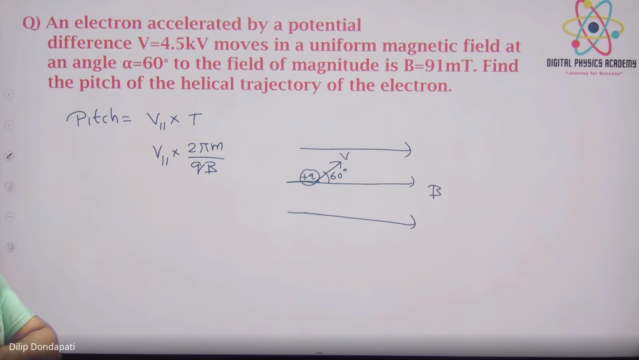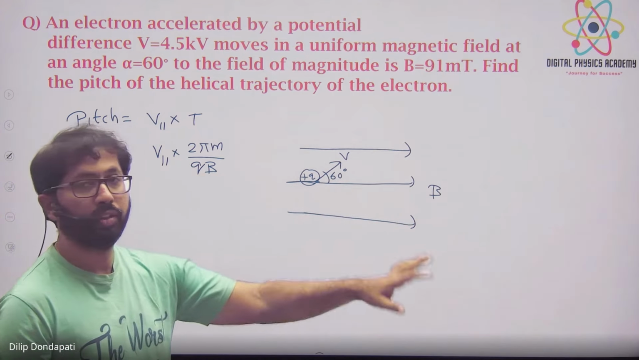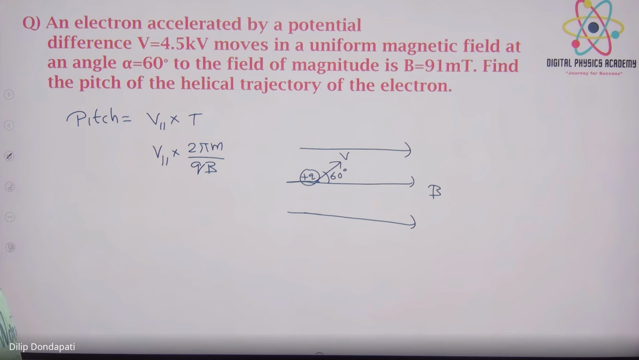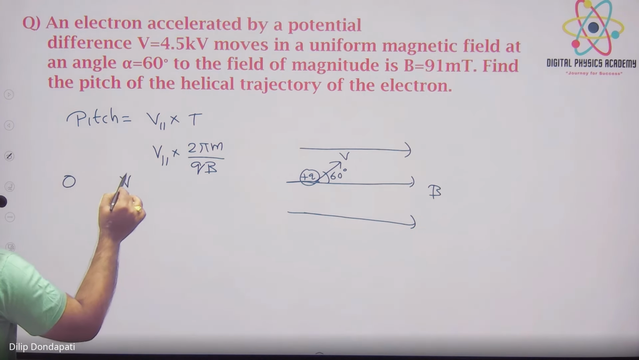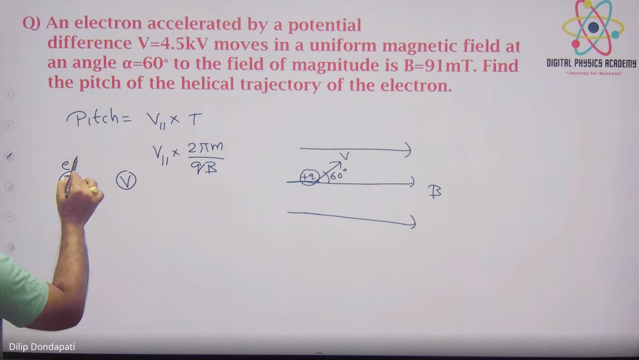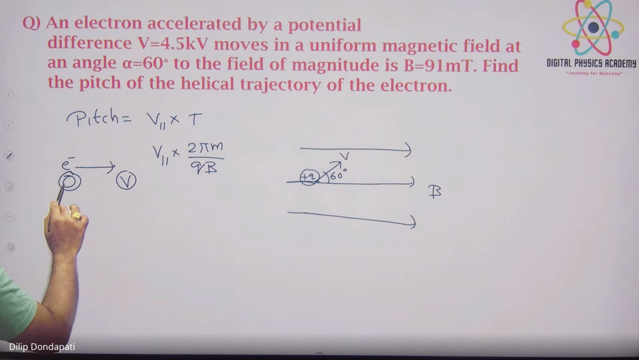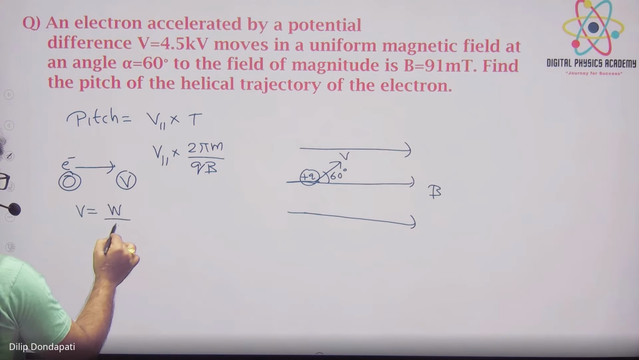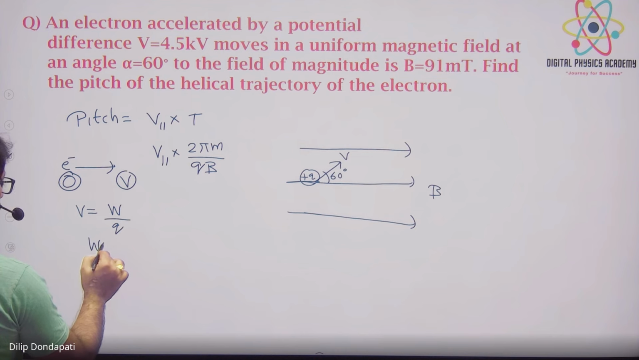difference. I told you last time, right? If the charge is accelerating through a potential difference, we can use the work energy theorem. From that we can get the velocity. Fine, go. It is accelerating through a potential V. The electron is accelerating from here to here. So what is the definition of potential difference? V minus 0. V is equal to work done by charge, so W is equal to QV.